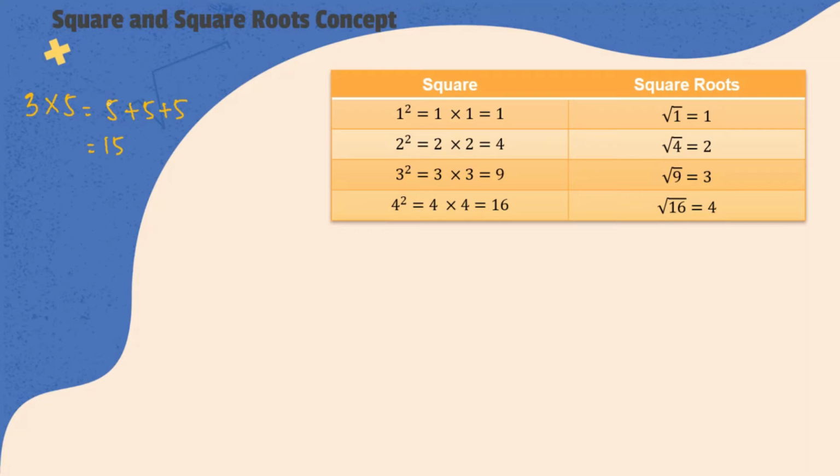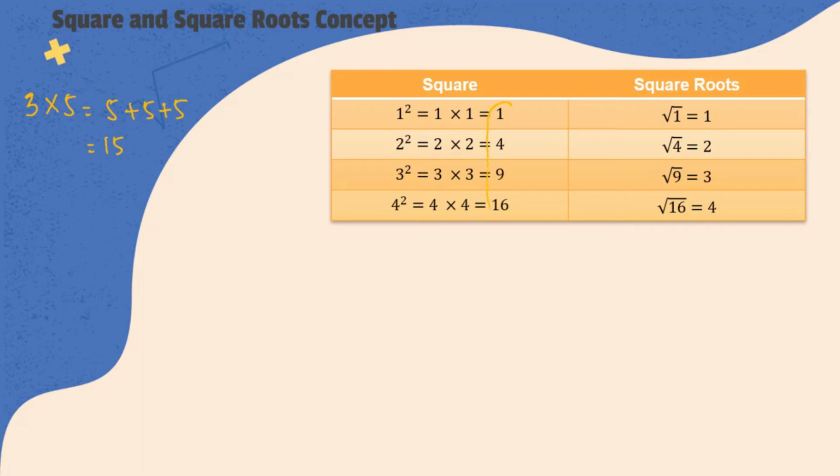Okay, this is the table of squares and square roots. And I want you to find out what is the connection between squares and square roots. Squares right here: 1 squared is equal to 1 times 1, which is 1. 2 squared is 2 times 2, which is 4. Even 4 squared is 4 times 4, which is 16.